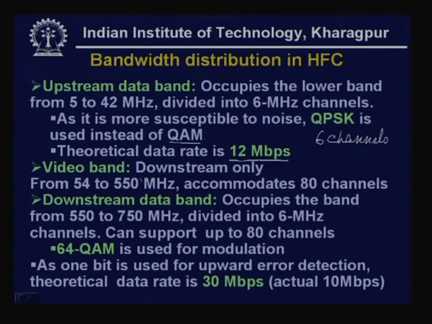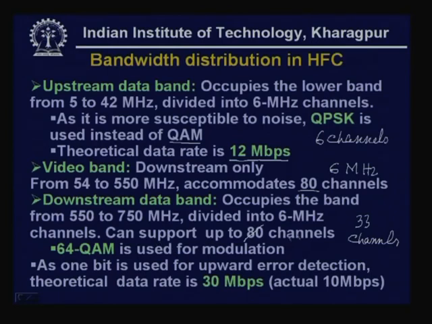Then the video band, that is downstream only, is used for 54 to 550 megahertz. It can accommodate up to 80 channels, as you have seen. Since each channel requires 6 megahertz, about 80 channels can be transmitted for the video band. On the other hand, the downstream data band occupies the band from 550 to 750 megahertz, which is divided into 6 megahertz channels, and it will have about 33 channels, not 80, 33 channels.